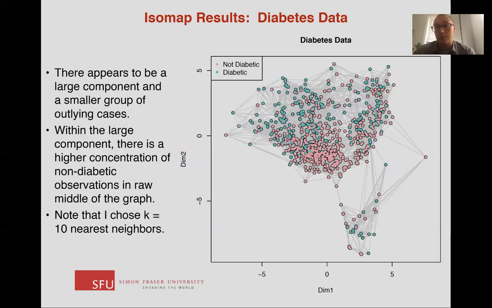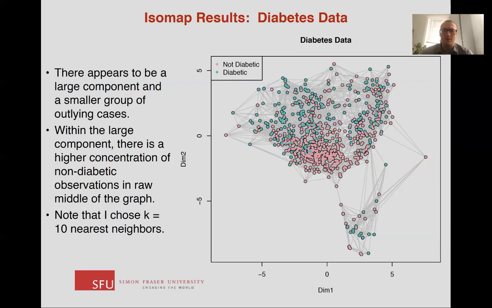Now I'm going to do this with the diabetes data. So I used our diabetes data set, ran Isomap. Now here I've chosen 10 nearest neighbors because there are far more rows, over 500 of them in this data set. And now you can see that it seems to do okay in terms of separating these 2 groups. Not perfect, right? But what we do see is there seems to be one large component, right?